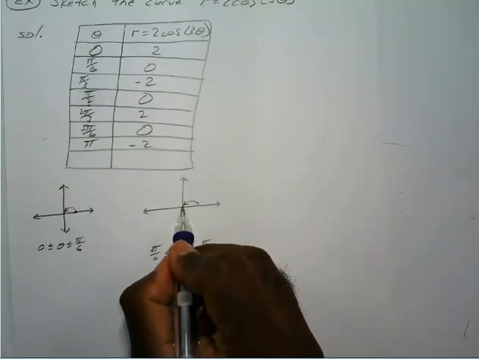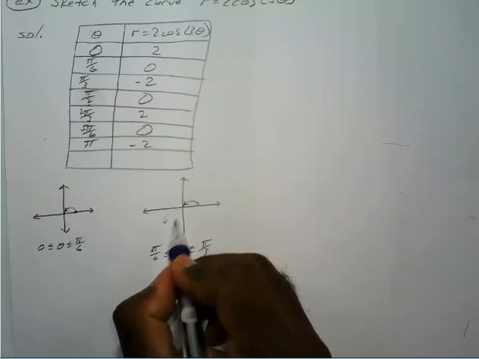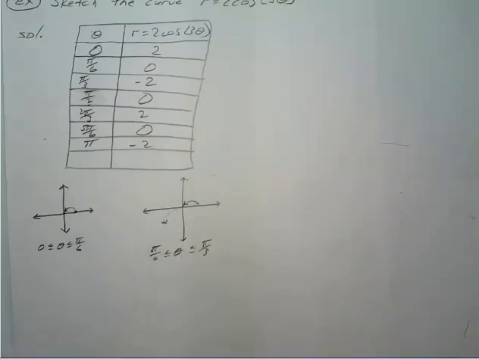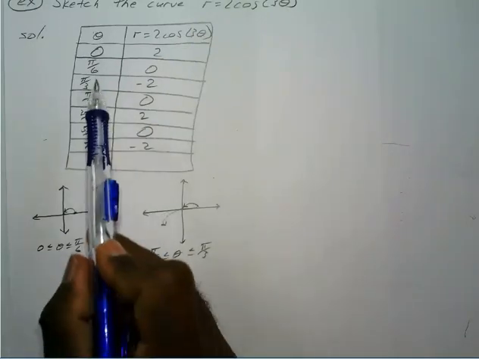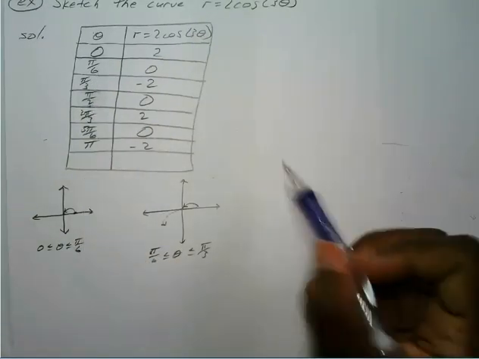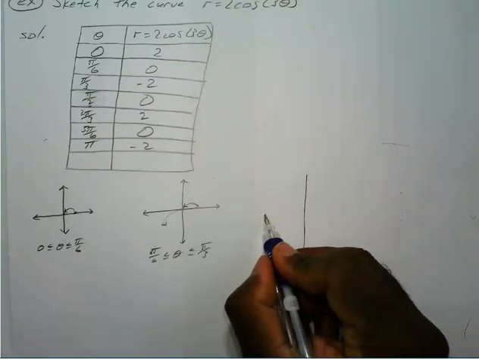Okay? So it kind of looks like here. Okay, that's your -2 at 2 pi over 3. Okay, so what if we go from pi over 3 to pi over 2? So we're kind of slowly seeing how our graph is being built.